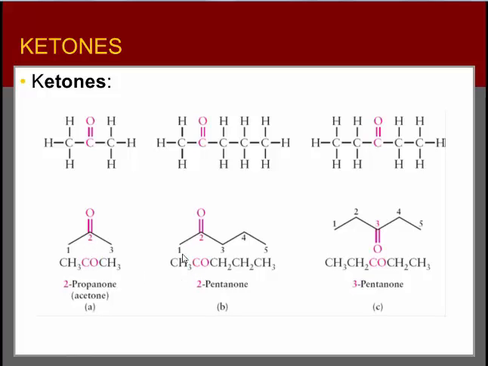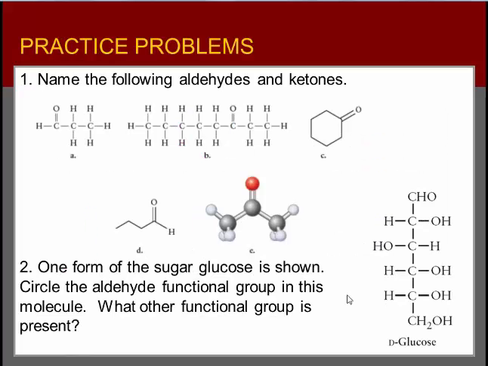Here's 2-pentanone, a 5-carbon ketone. It has a methyl group on one side, a 3-carbon group on the other side. The ketone is located on the 2-carbon, so we call it 2-pentanone, derived from pentane. We can also have 3-pentanone, where the ketone is on the 3rd carbon. Again, derived from pentane, except that now the ketone is on the 3rd carbon. So let's do some practice problems in naming the following aldehydes and ketones.